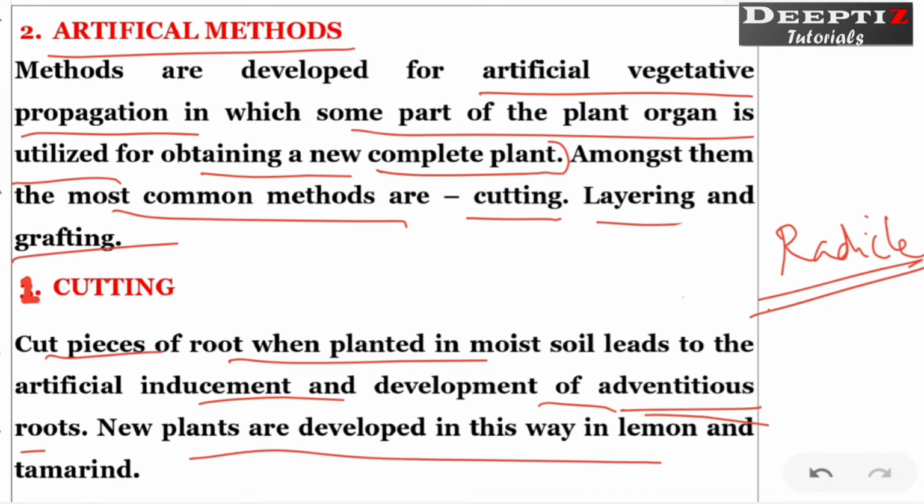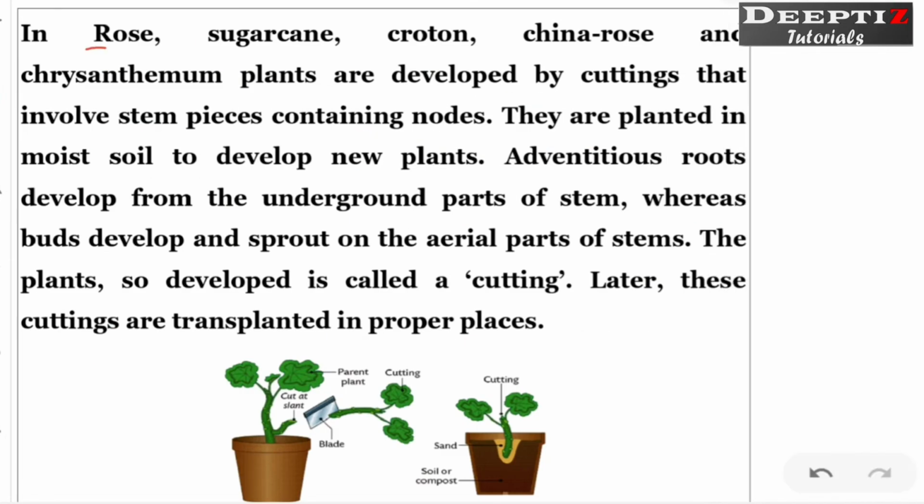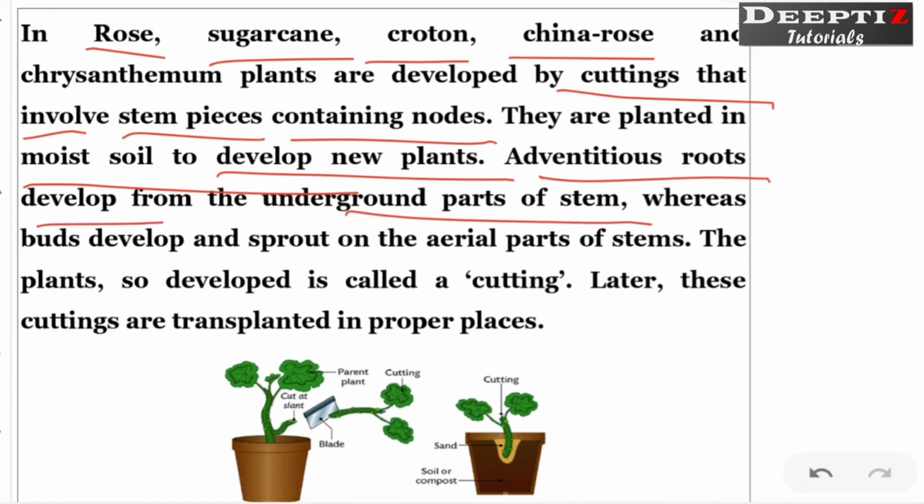New plants which are developed in this way, in lemon, tamarind, and many others like rose, you can write. These all we grow by cutting. Rose, sugarcane, croton, China rose, these all are examples in which cutting is involved, by which stem pieces containing nodes are planted, right? If you cut it from just below the nodes and plant it into moist soil, it develops into a new plant. Adventitious roots will develop from the underground part of the stem, and buds, everything will grow from the aerial part of the stem.